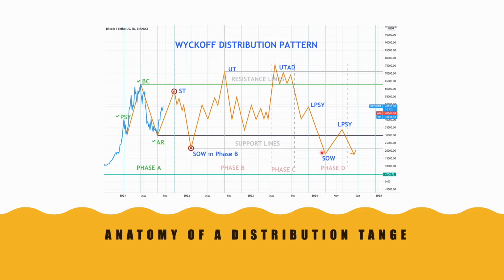After the sign of weakness, some traders will still have hope of a bounce, and they will test the range low as resistance in a last point of supply, LPSY. This is where the majority of the traders, the professional traders, will sell, and price will leave the distribution range for a long time and we have initiated the downtrend. This is a distribution range.